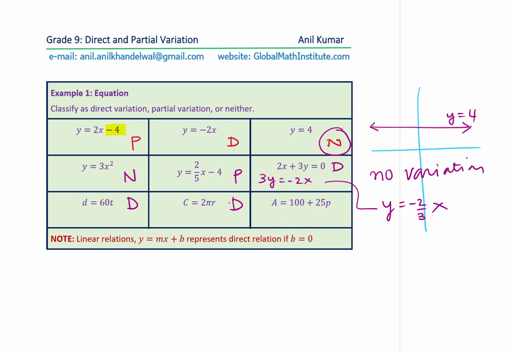Now this one, A equals 100 plus 25p. We'll take some examples like a banquet party. You can book a hall for $100 and then the person may charge you $25 per plate. Right?